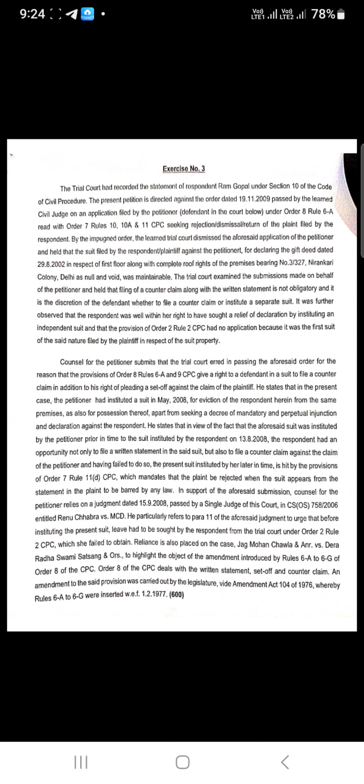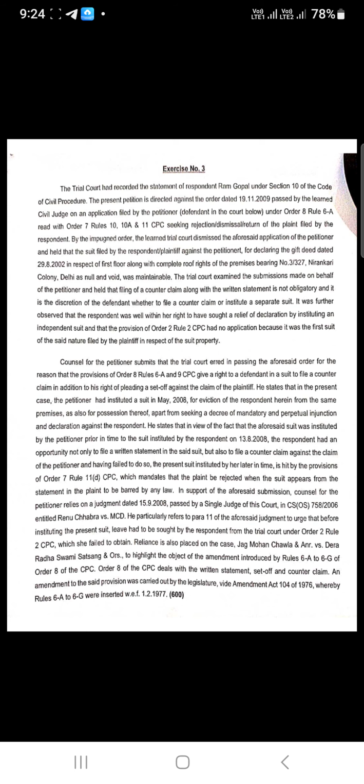In support of the aforesaid submission, counsel for the petitioner relies on a judgment dated 15/9/2008 passed by a single judge of this court in CS 758/2006 entitled Renu Chabra versus MCD. Stop.